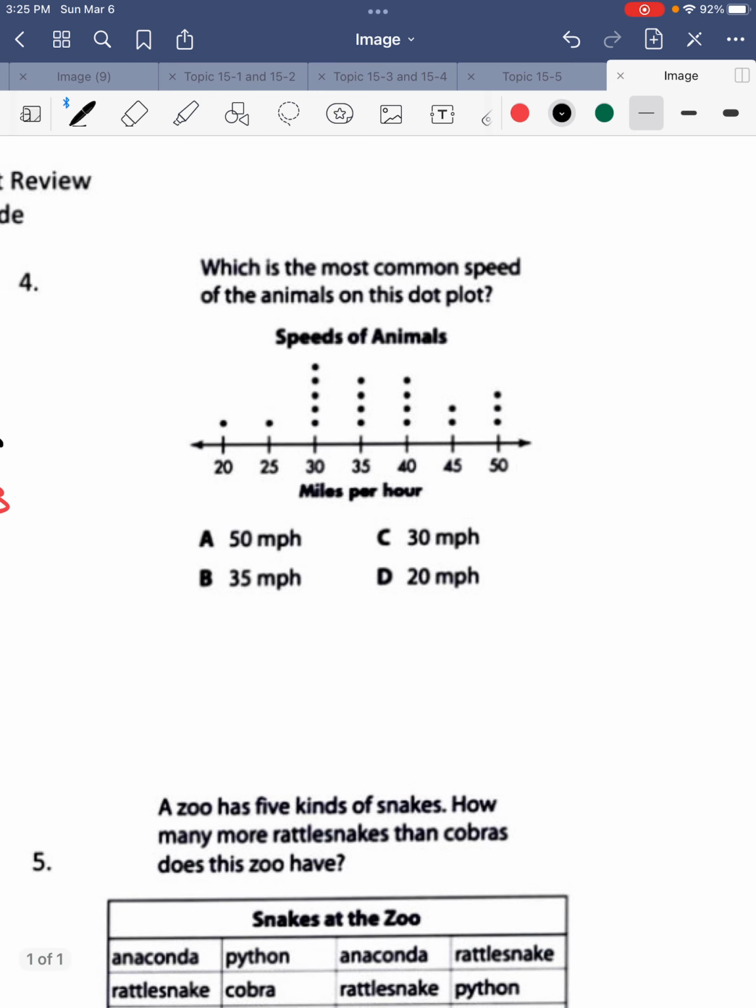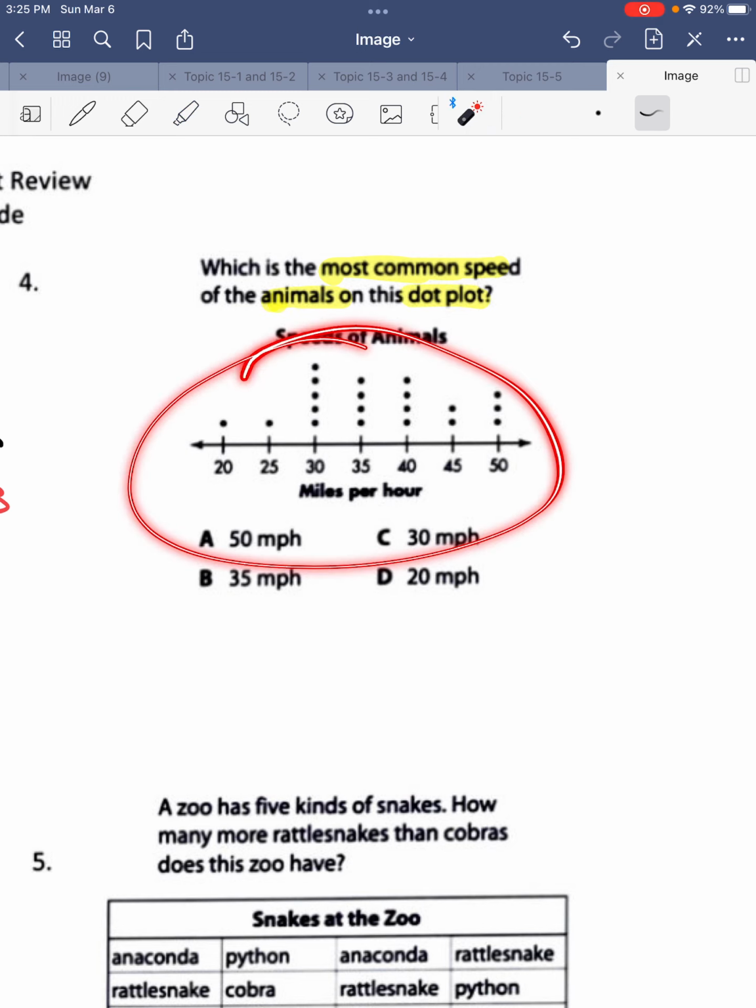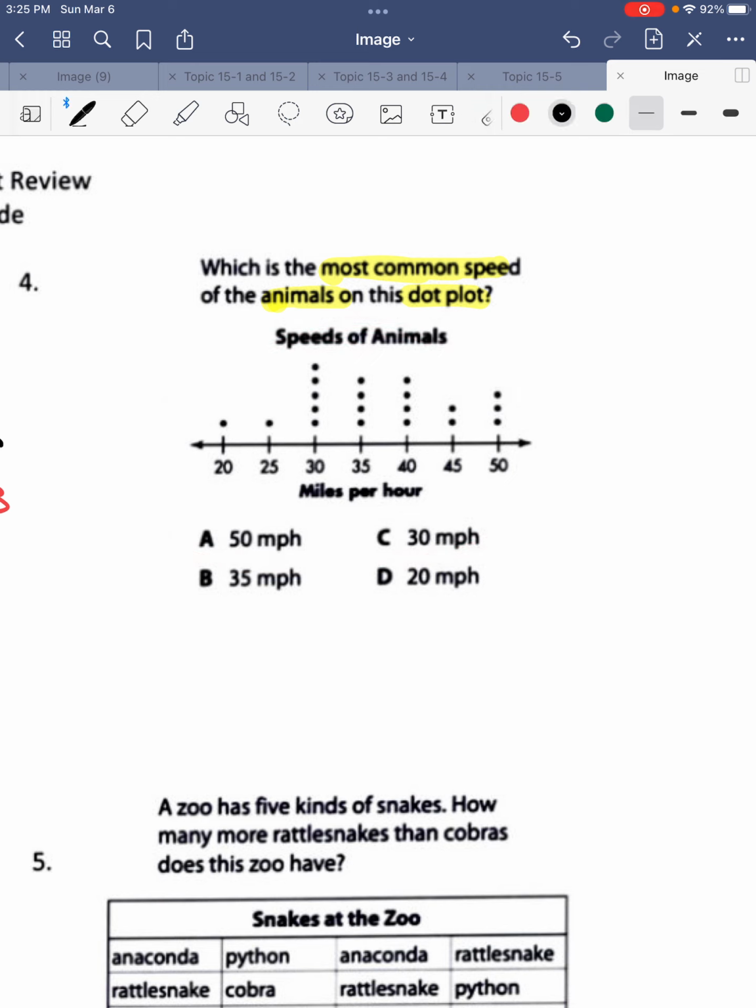Okay, number 4 says, which is the most common speed of animals on this dot plot? Okay, so this is a dot plot. I'm looking for the most common speed. So most common is the one with the most dots. But before that, I'm going to label them.